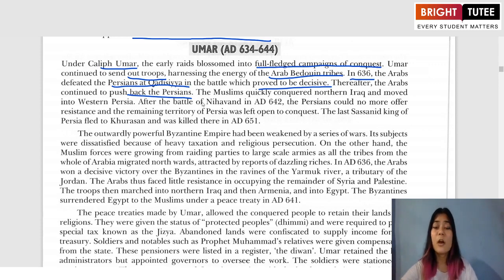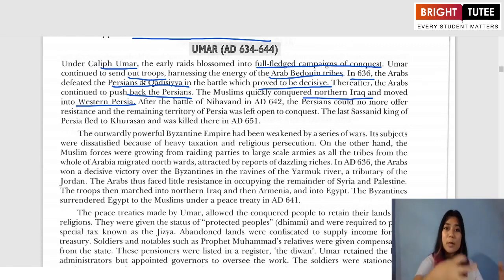They continued to conquer more and more territories of the Persians. The Muslims then quickly conquered northern Iraq. So northern Iraq was also quickly conquered, and they moved to western Persia. So from Arabia, they moved to Persia, and they conquered East Persia, and slowly they moved to West Persia as well.